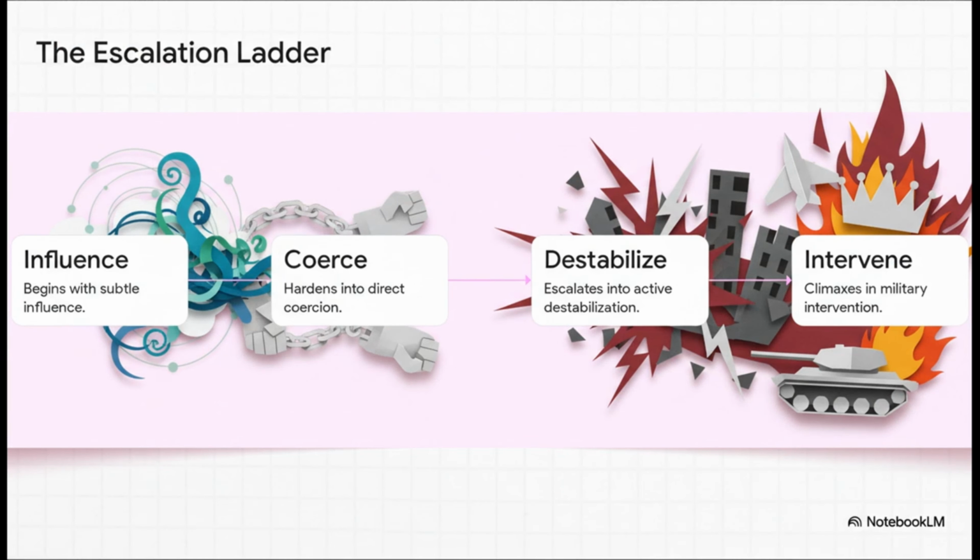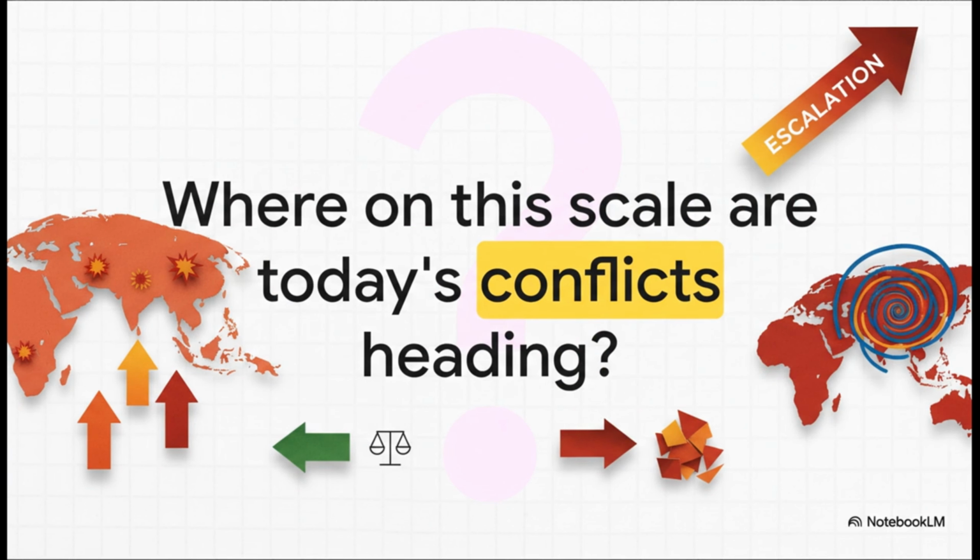So you can see this clear journey up the ladder. It starts with subtle influence, it hardens into direct coercion, it escalates into active destabilization, and then it hits its climax with military intervention. And every single step up that ladder is a calculated choice, a weighing of the risks and the potential rewards. And that leaves us with one final really crucial question. When you look at the global hotspots today, and you use this framework as your guide, where do you think they fall on this scale? And maybe more importantly, which way are they moving?